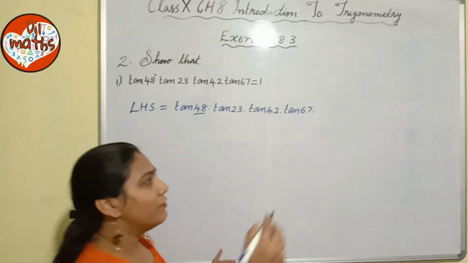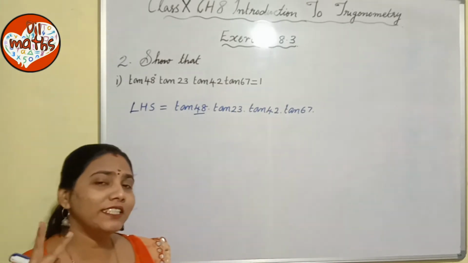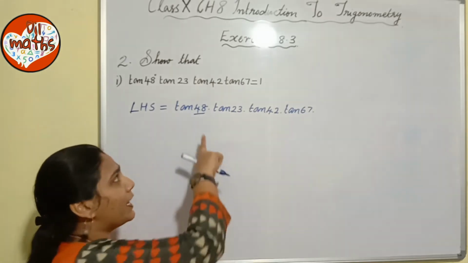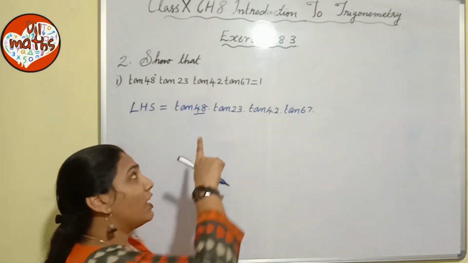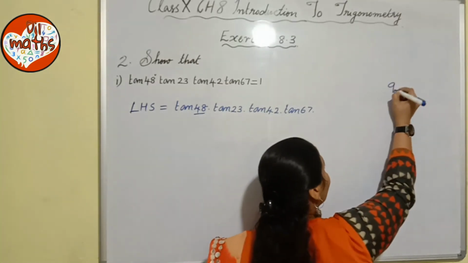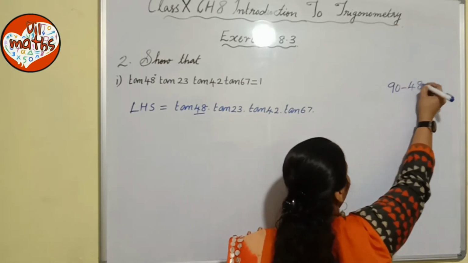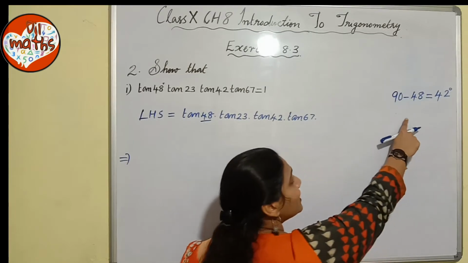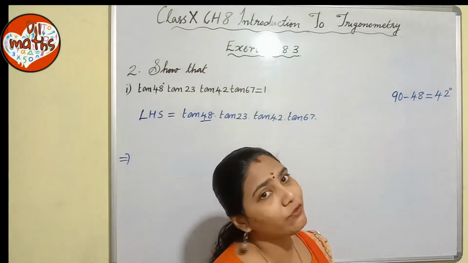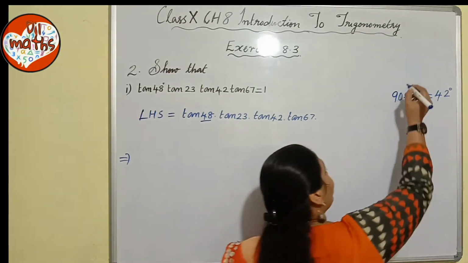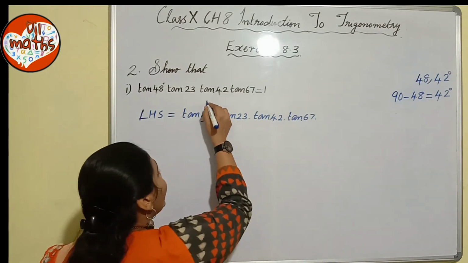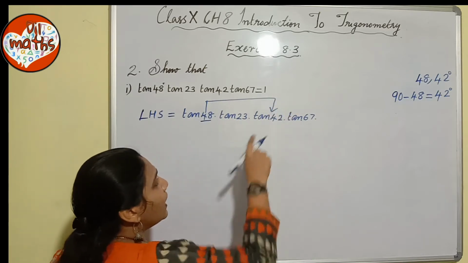How we will find out that? We know that if two angles sum is equal to 90 degree, that angle is a complementary angle. If you are subtracting 48 from 90, you will get the complementary angle of that, isn't it? That means 90 minus 48 we have to find out. What is 90 minus 48? That's equal to 42. From that we can say that 48 and 42 are complementary angles, isn't it? That means we got a pair here, 48 and 42.